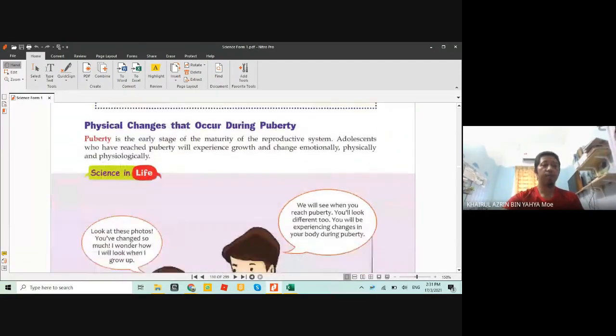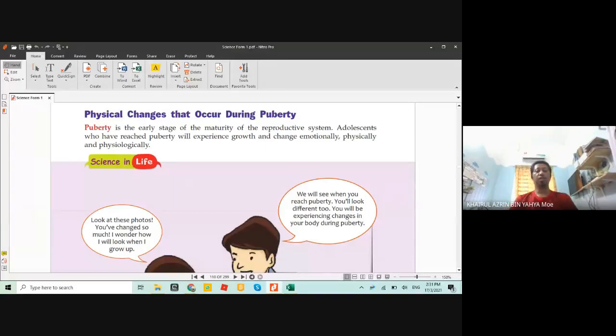Next, we go to physical changes that occur during puberty. Maybe this will also happen to you. So what is puberty? Puberty is the early stage of the maturity of the reproductive systems. Adolescents who have reached puberty will experience growth and change emotionally, physically, and physiologically.